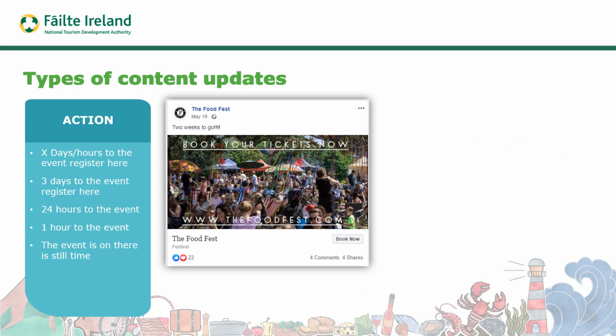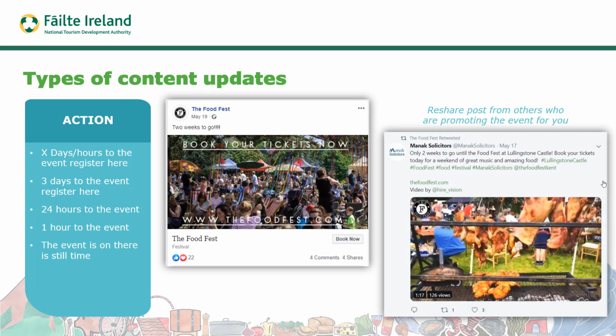The Food Fest, 2 weeks to go. Book your tickets now. On the right-hand side, only 2 weeks to go to the Food Fest. This is a particular category of content that you would share on a regular basis, maybe 1 month to go, 2 weeks to go, a week to go, a day to go. People see these and it's just a reminder to book in.